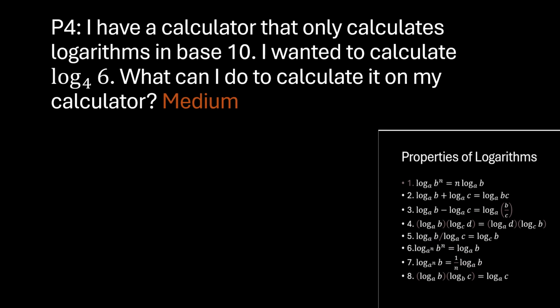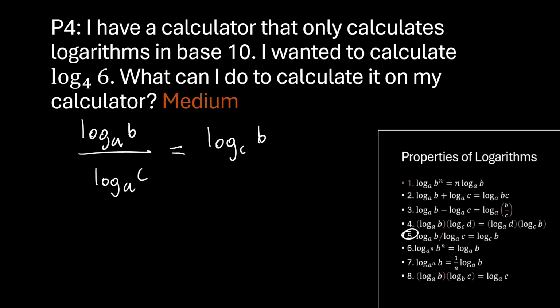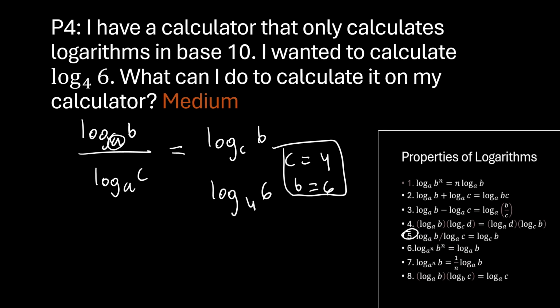So we need to scan the properties of logarithms to see something that will help us here. Property 5 seems to help us. Log base a of b divided by log base a of c is equal to log base c of b. So we can set a equal to 10, and that will help us. We'll get the division of 2 log base 10 expressions, which we can input into our calculator. So we have log base 4 of 6, where c is equal to 4 and b is equal to 6. And now we can plug these values into the left-hand side.